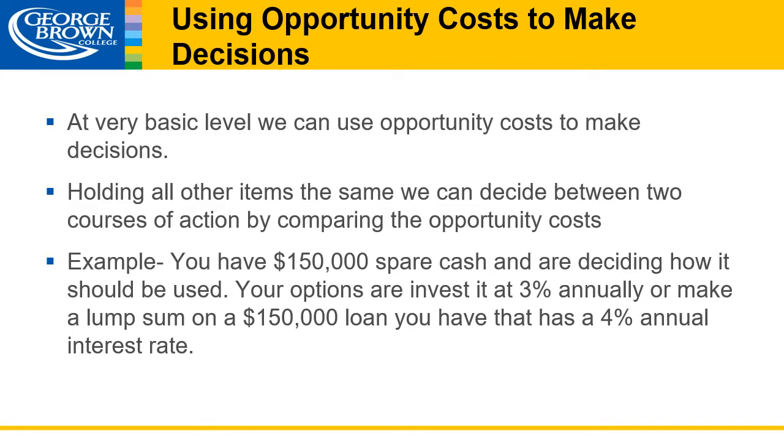Okay. Now immediately here, this is not a terribly difficult example. The principles are the same, so 150,000. The interest rates are different, right? So 3% and 4%. Obviously, making a lump sum on your loan, just based on this information, would appear beneficial, right? Because you're saving more money than you'd be making. Okay, but this does not take into consideration the opportunity costs, which I'm going to show you using a table on the next slide.